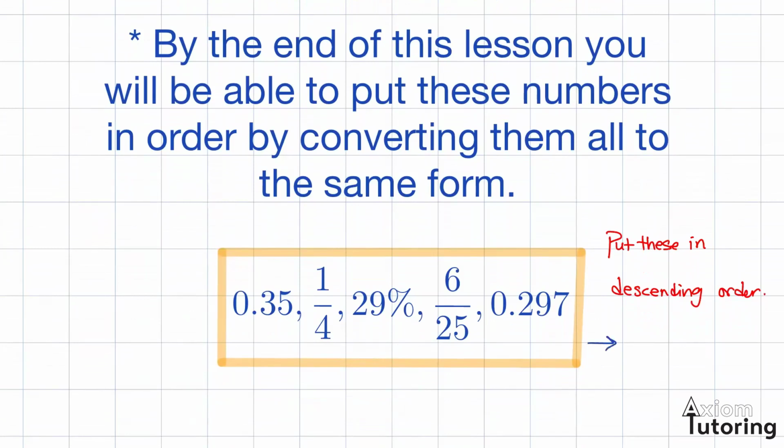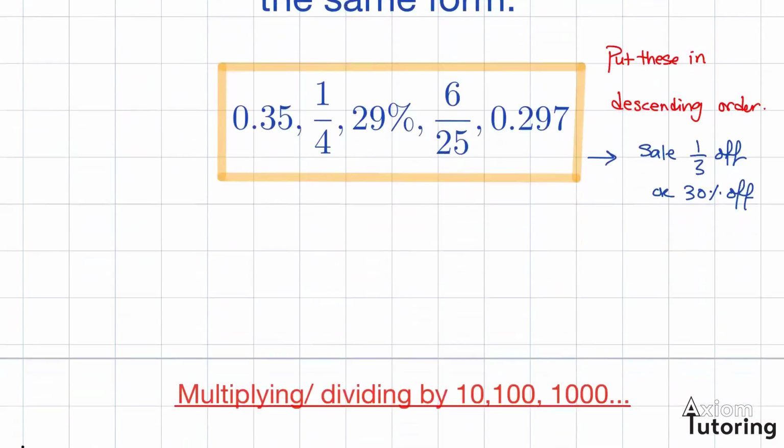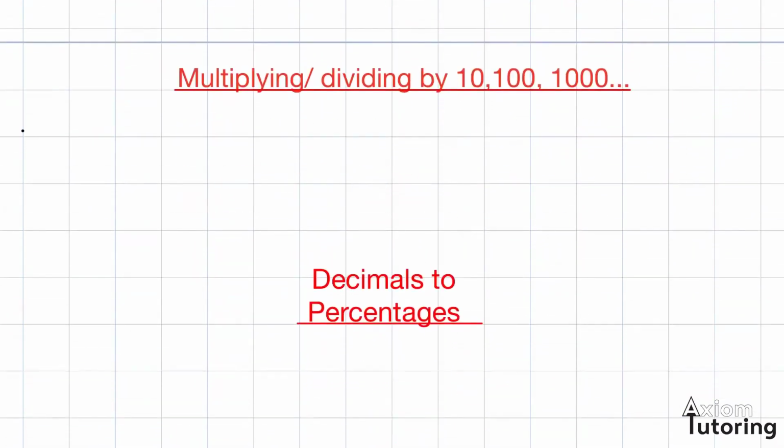Why might this be useful in everyday life? Well, if you see a sale where there's a third off or 30% off, it's useful to be able to work out which of those is more. And you can start doing this almost immediately just by focusing on two skills.